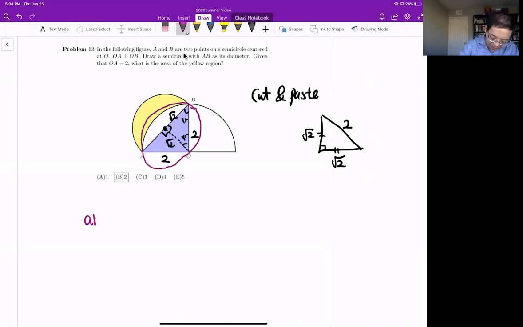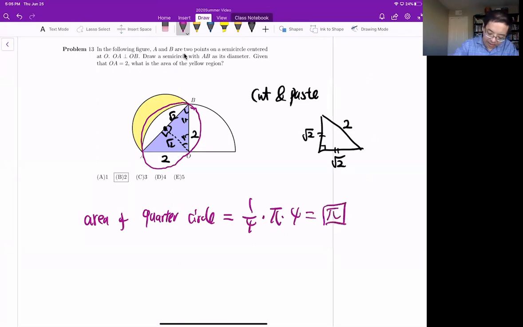So the area of this quarter circle equals 1/4 times the total area of the full circle, which is pi times 4. That's pi. Now let's see what the area is. So let's look at the area of this semicircle.